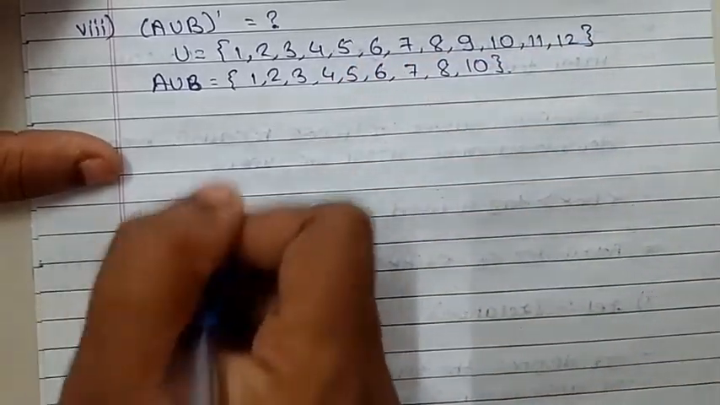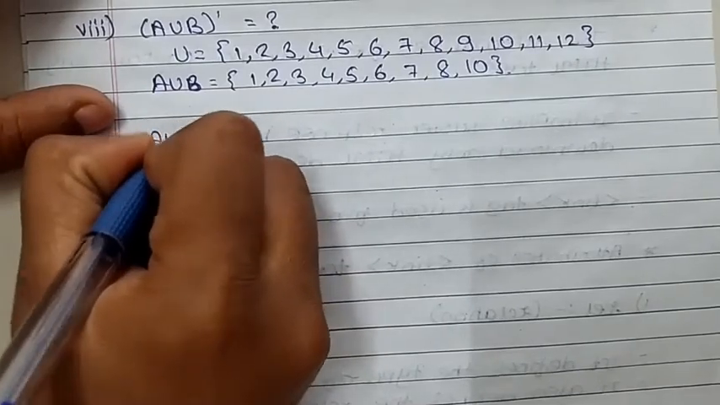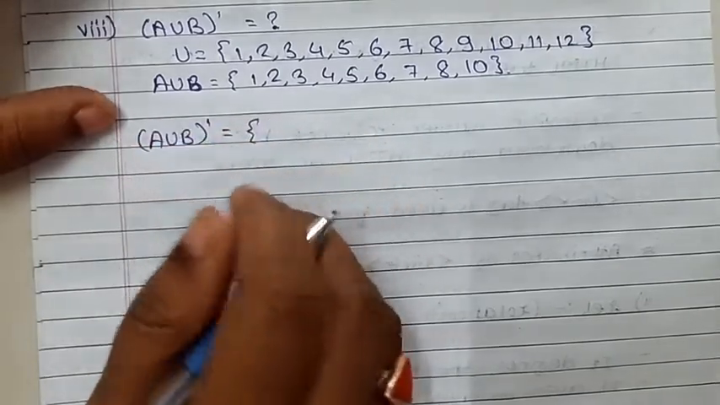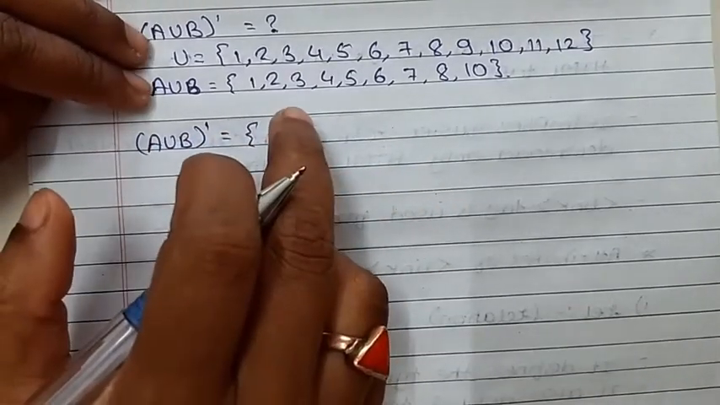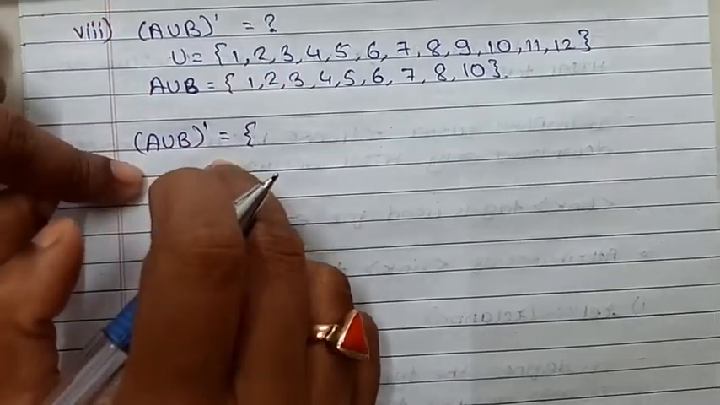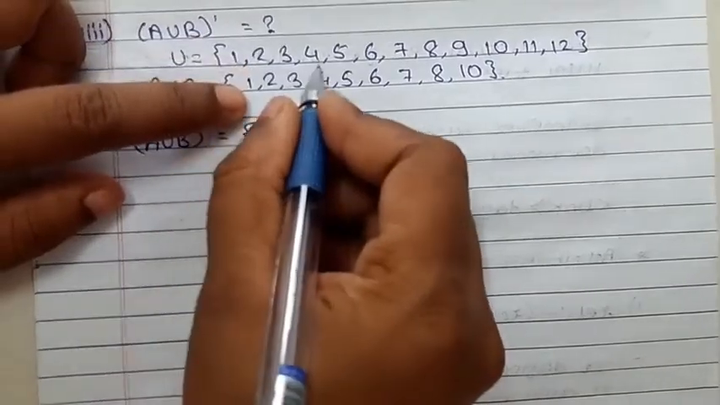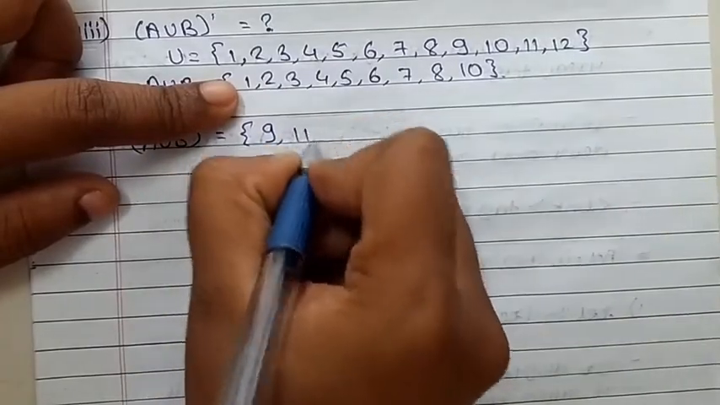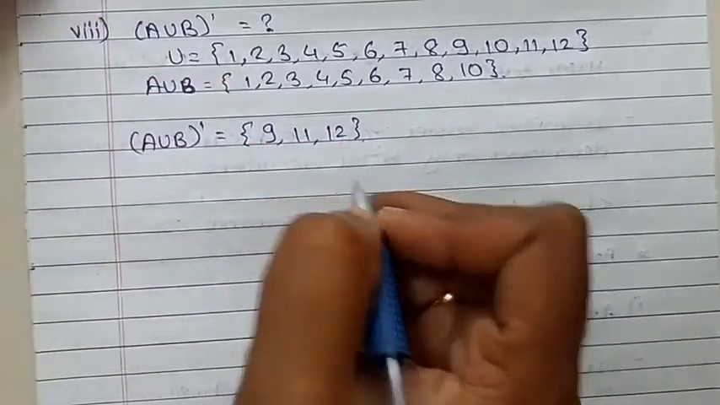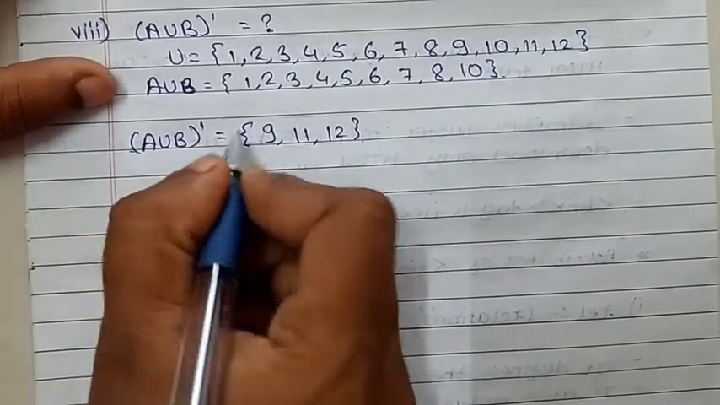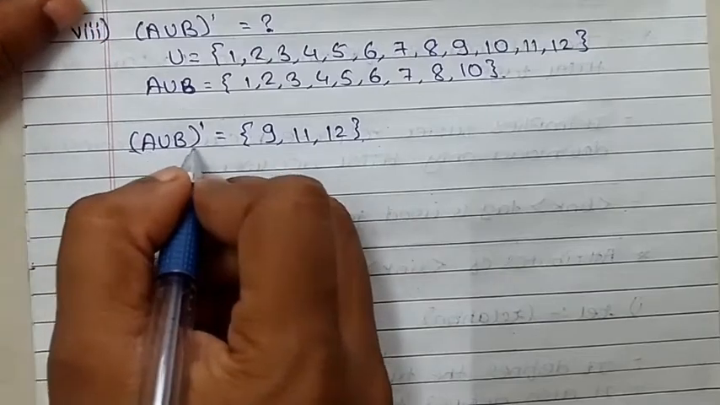Clear? Then how to calculate the complement of A union B? Compare these two sets, and those elements that are not present in set A union B, write them down in the complement of this set. 1 is present, 2 present, up to 5, 6, 7, 8. 9 is not present, and 11 and 12. Clear? 9, 11 and 12. So this is the complement of A union B. Clear? Next example.